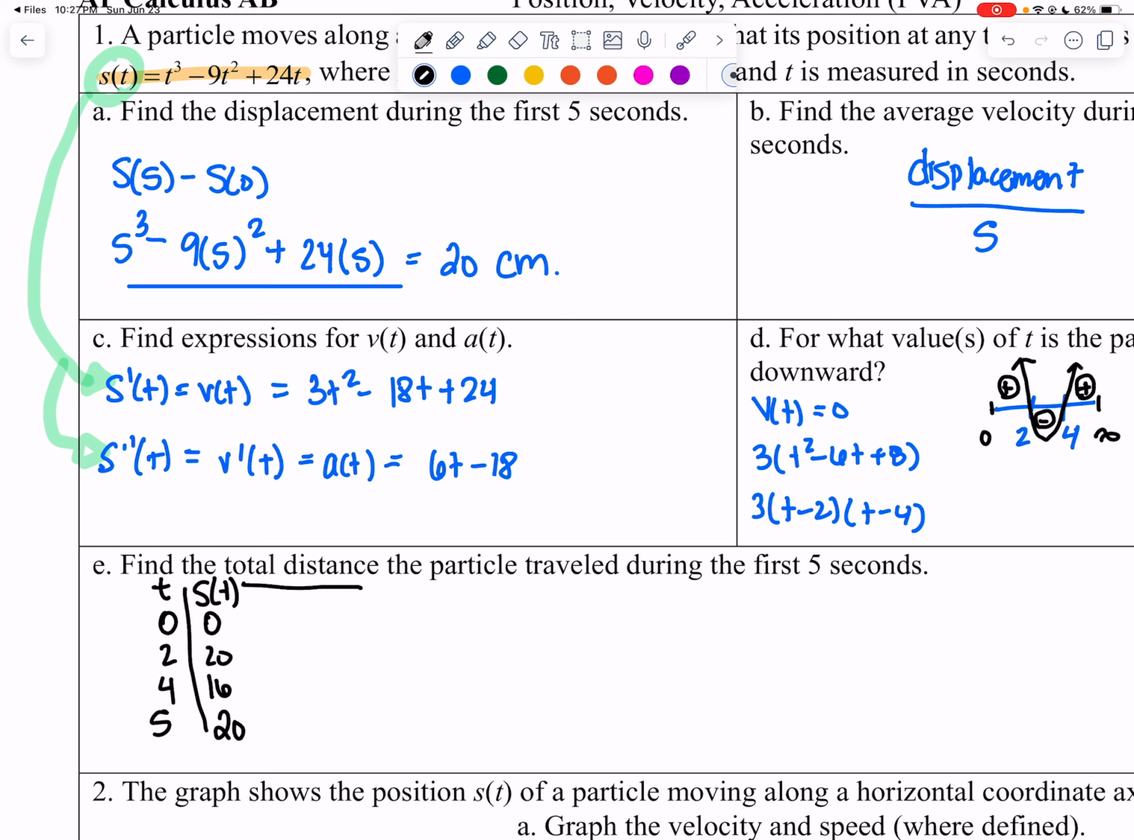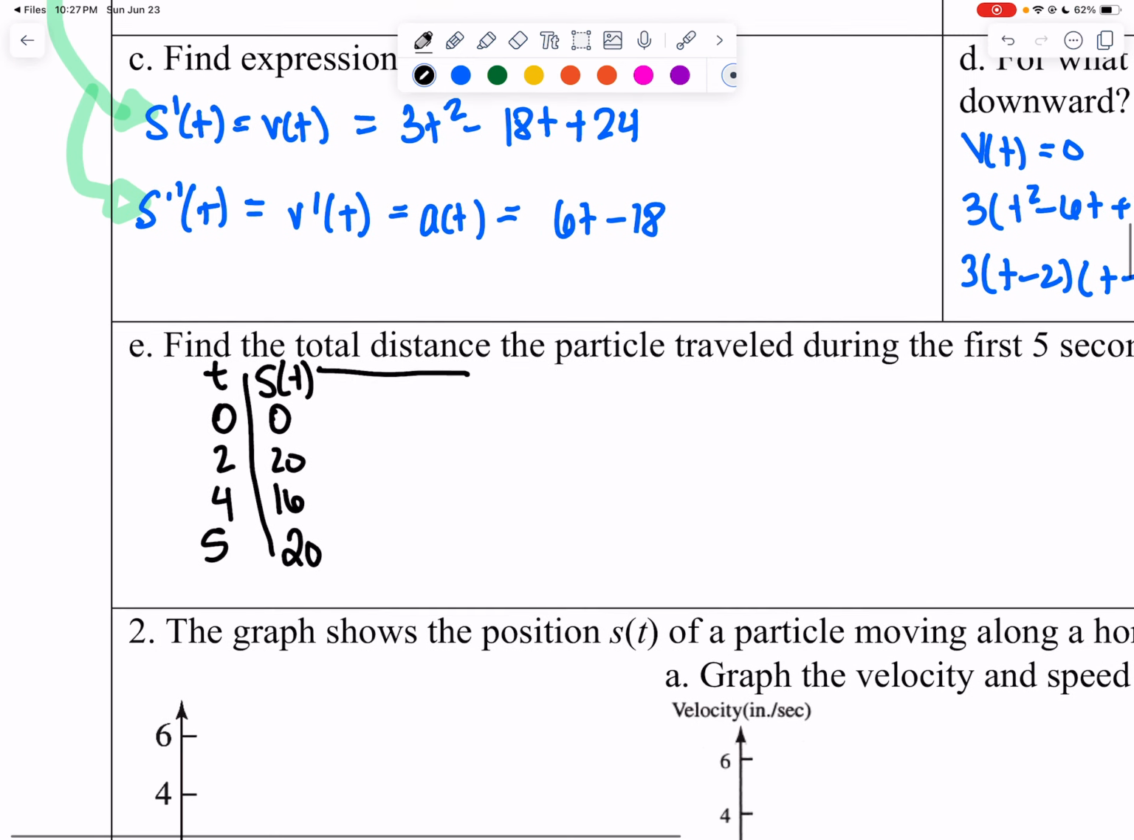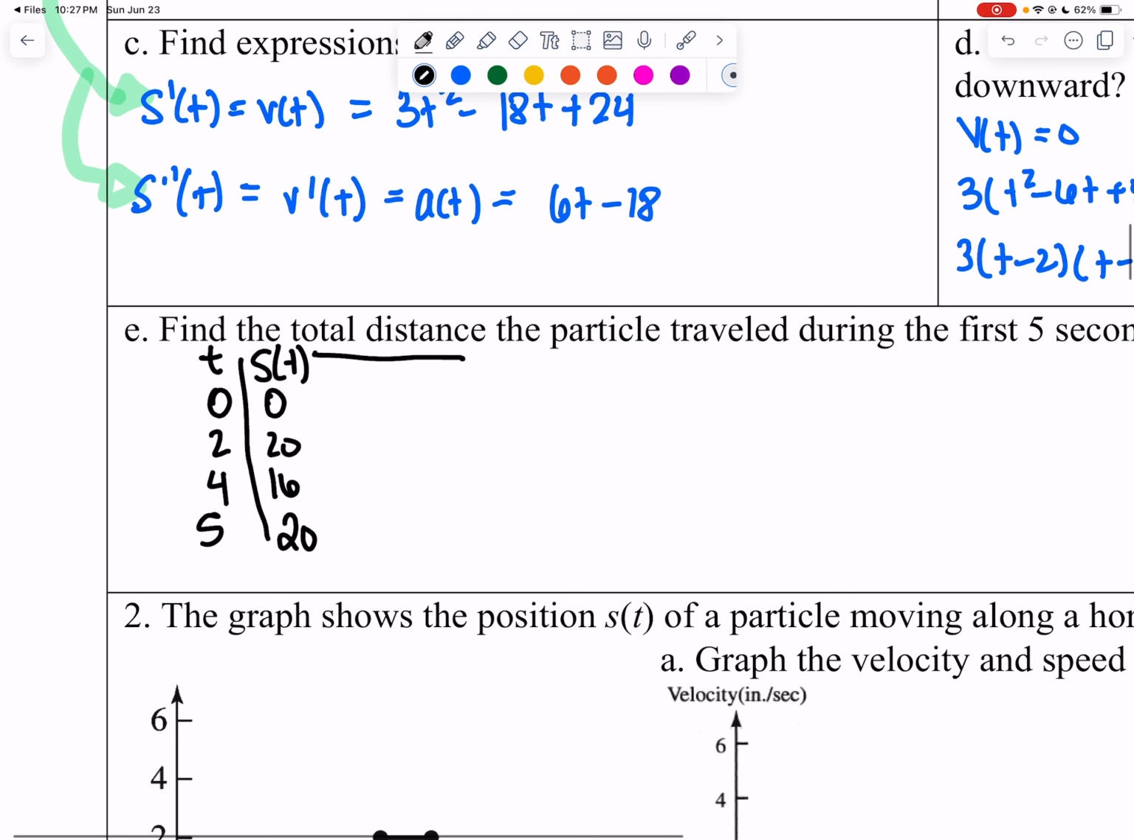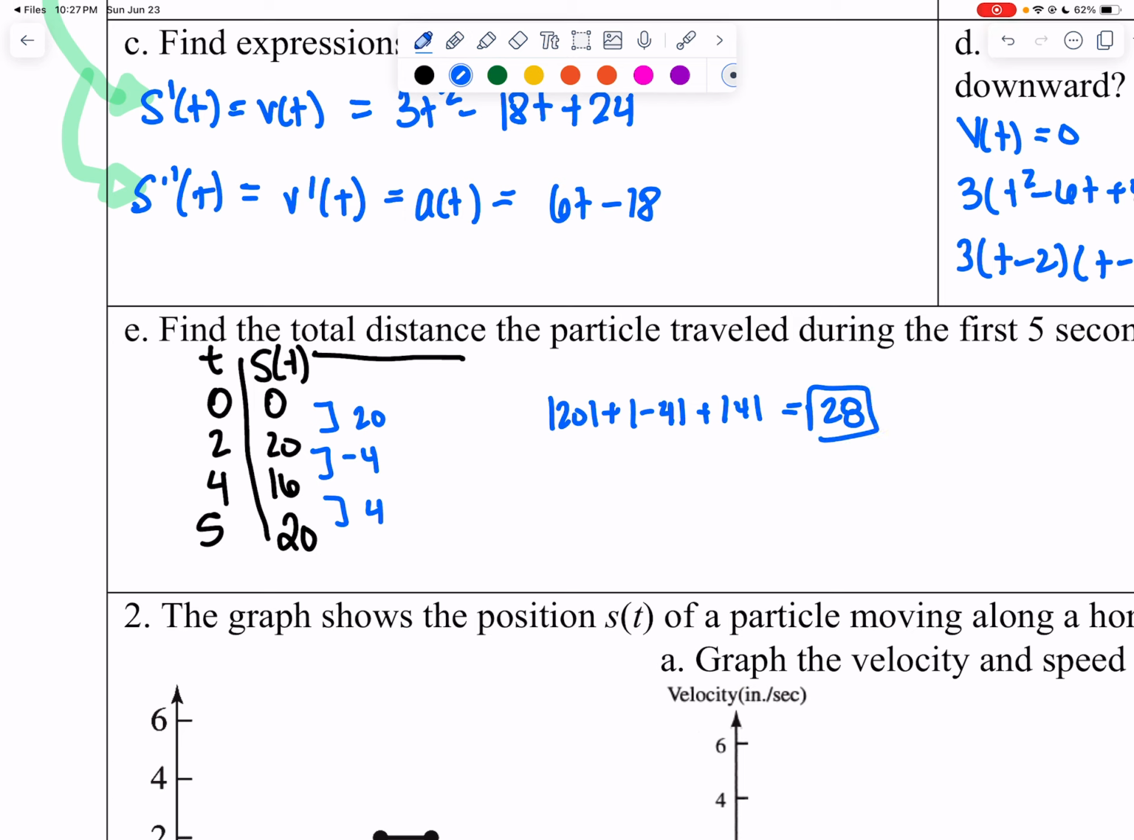Since we're talking about total distance, I'm going to be looking at the absolute values between my t values that I changed directions in. So here, from 0 to 2, that's going to be 20. That's going to be negative 4. And this is going to be 4. Then, since I'm looking at the absolute value, I have the absolute value of 20 plus the absolute value of negative 4 plus the absolute value of 4. And that's going to give me 28.